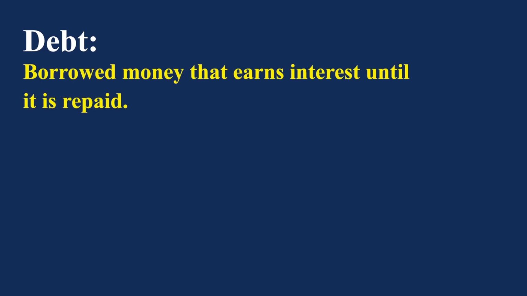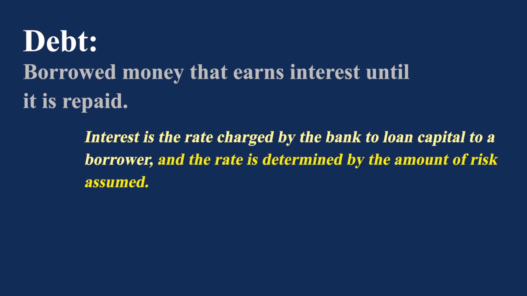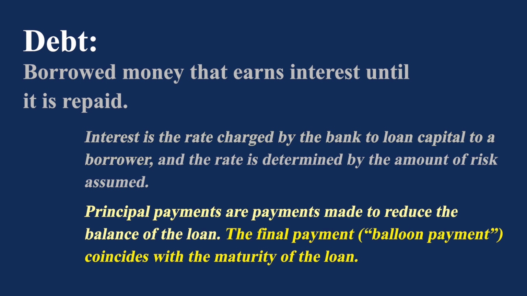Debt is borrowed money that earns interest until it is repaid. There are two components to debt payments. Interest is the rate charged by the bank to loan capital to a borrower, and the rate is determined by the amount of risk assumed. Principal payments, which are defined by an amortization schedule, are payments made to reduce the balance of the loan. The final payment, known as the balloon payment, coincides with the maturity of the loan.